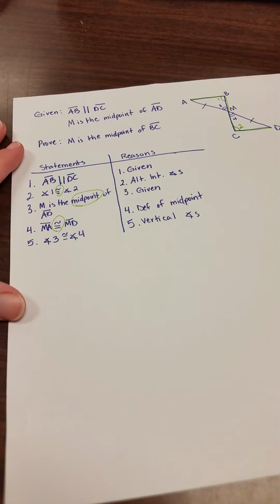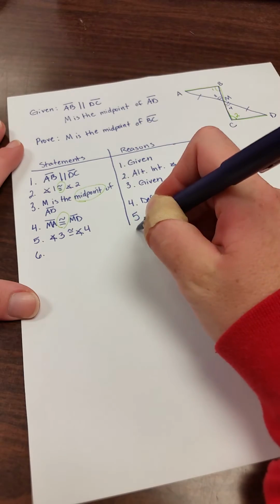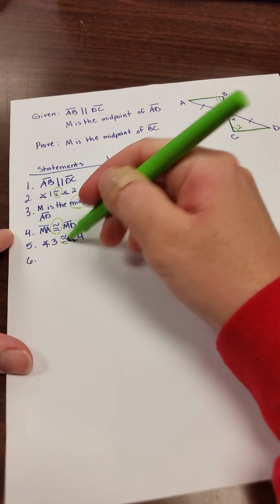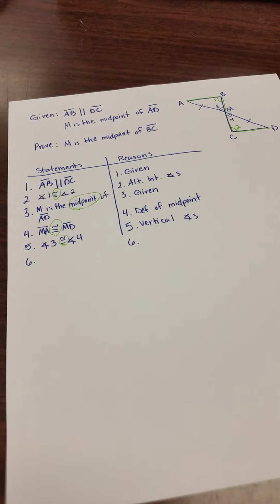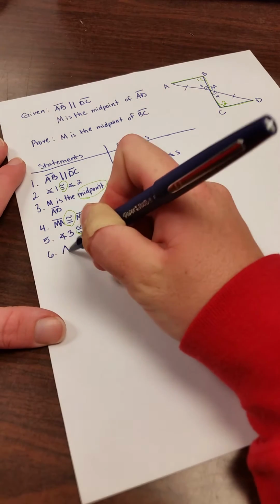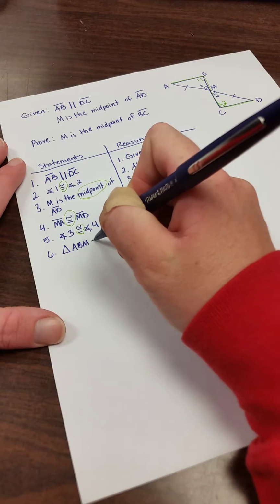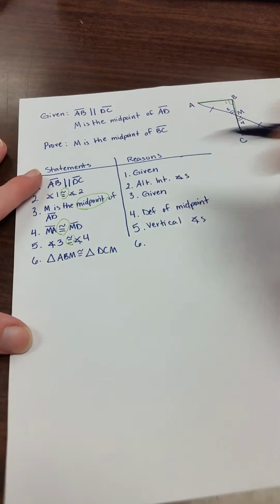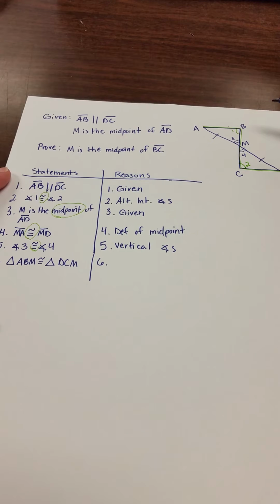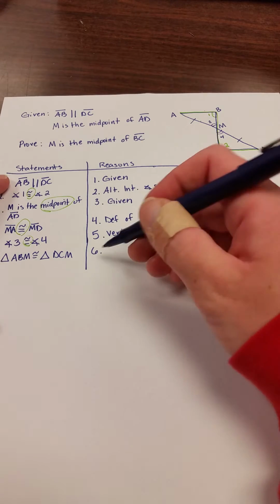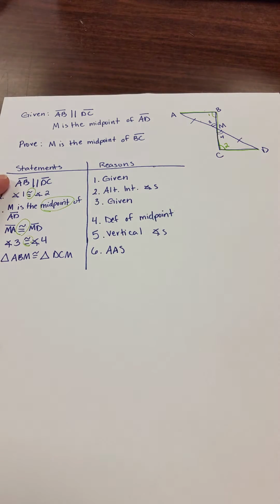Okay. Number 6, once you have 3 congruent parts, 1, 2, 3, now you go to the part where you say the triangles are congruent. So now I've got enough marked that I can say triangle ABM is congruent to triangle DCM. Now I need to look at why. Well, I've got these two angles and that side marked, so that is angle, angle, side, or side, angle, angle. Doesn't matter which way you write it.